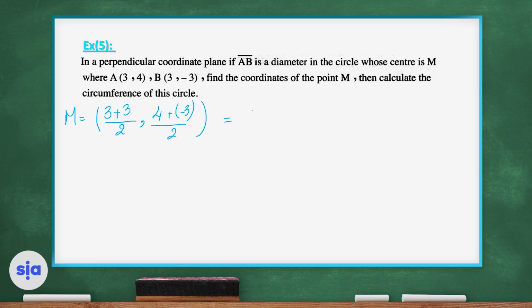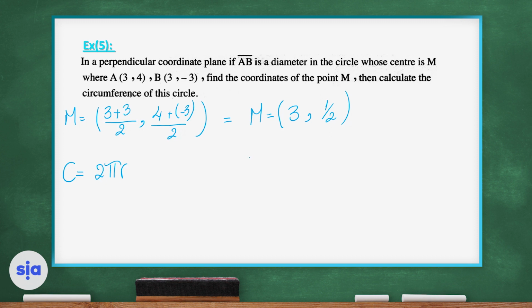So M is equal to (3, 0.5). The question then is asking us to calculate the circumference of the circle. For sure, you know that the rule of circumference of a circle is 2 pi r. So first, we need to find the length of the radius. The length of the radius is half the diameter, so you can get the length of AB divided by 2, or you can get the length of AM or BM.